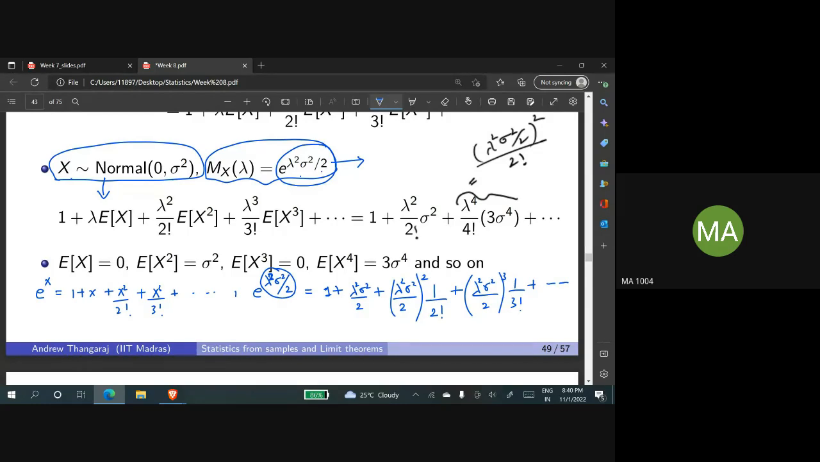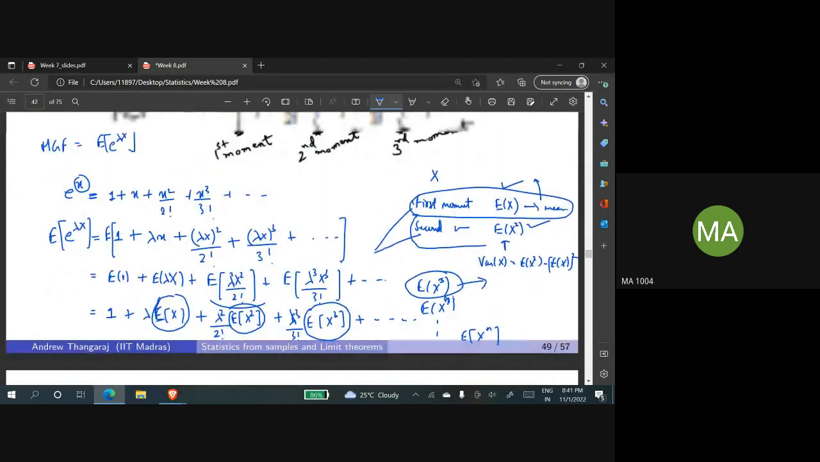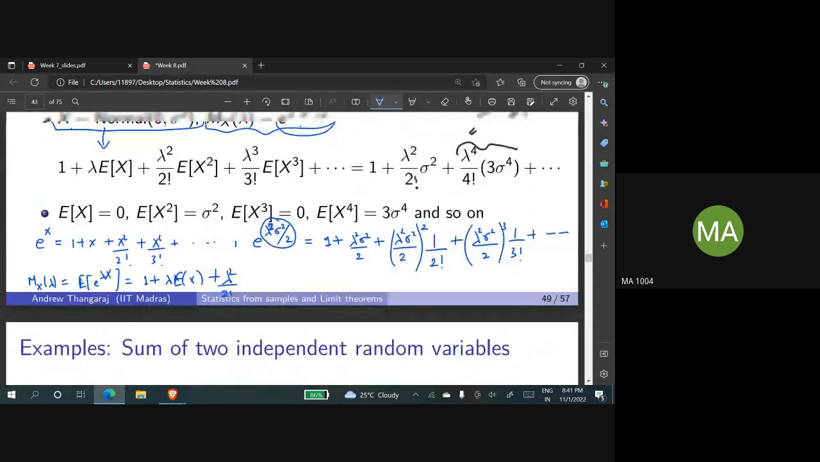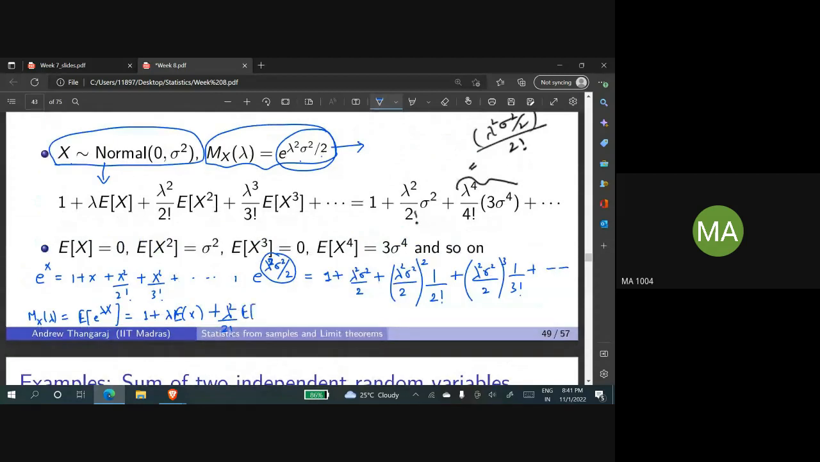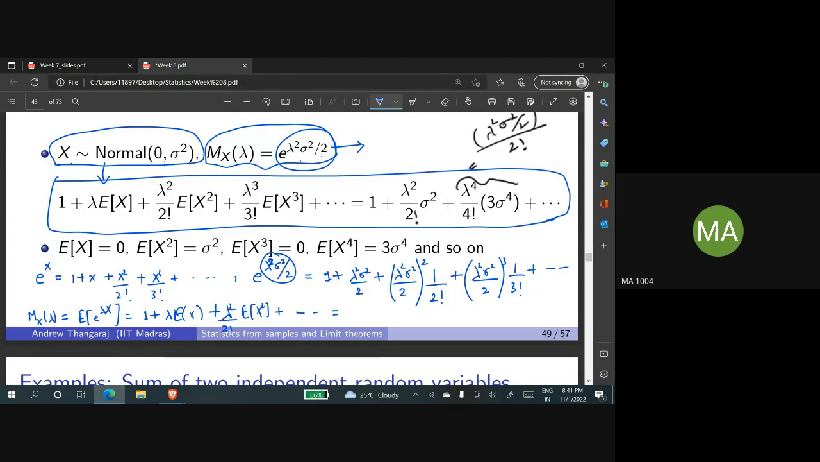In general, if I have to find the MGF of x, okay, what will I do? I will just do the expected value of e to the power lambda x, correct? So the expected value of e to the power lambda x will be just 1 plus lambda times the expected value of x plus lambda square by 2 factorial times the expected value of x square, and so on. This we have seen here, so this I am writing. Now you have to compare the left hand side and the right hand side. Okay. So this can just cancel out.